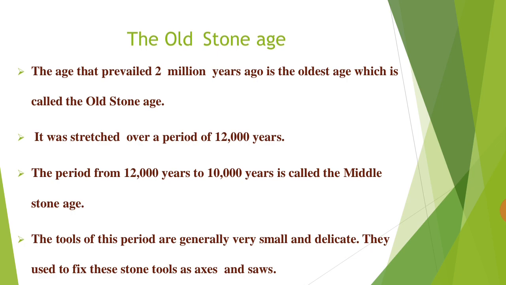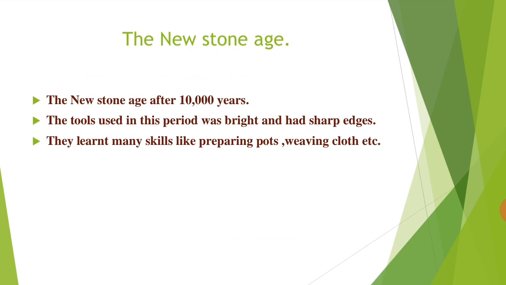The tools of this period are generally very small and delicate. They used to fix these stone tools as axes and saws. The New Stone Age came after 10,000 years. The tools used in this period were bright and had sharp edges. They learned many skills like preparing pots, weaving cloths, etc.